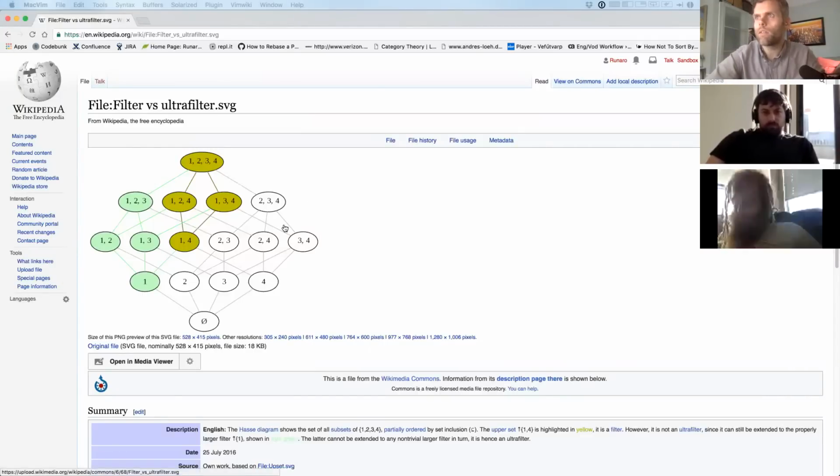So in this diagram, you can see that everything that's shaded in green and yellow is an ultrafilter above 1. So for every one of these elements, 1, 2, 3, and 4, there's an ultrafilter of this power set. This is the power set of the set 1, 2, 3, 4.